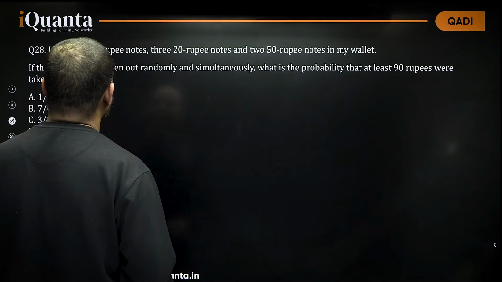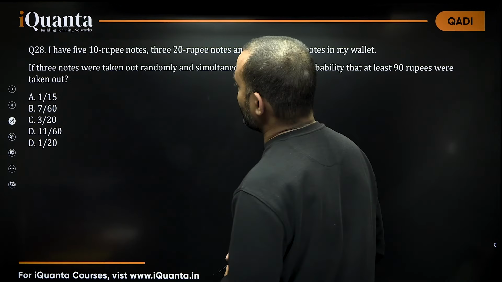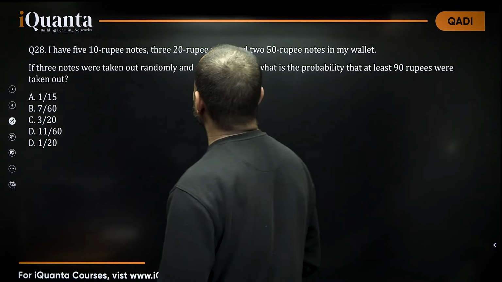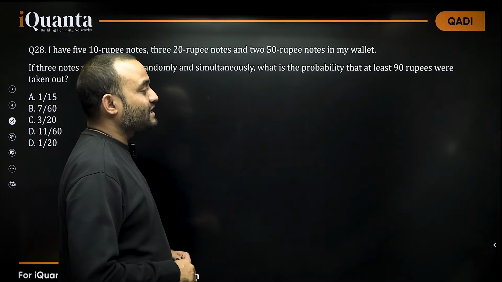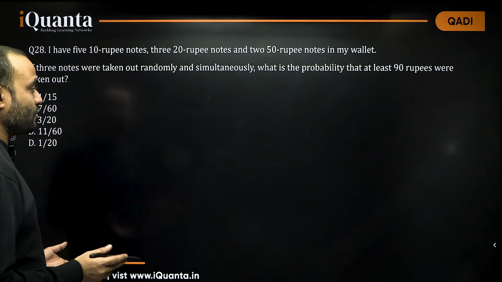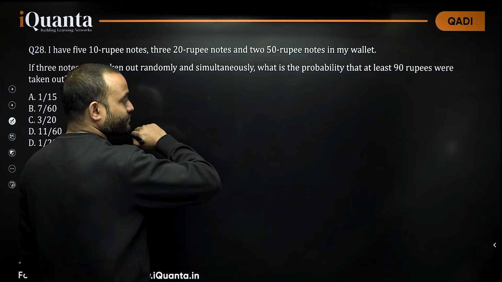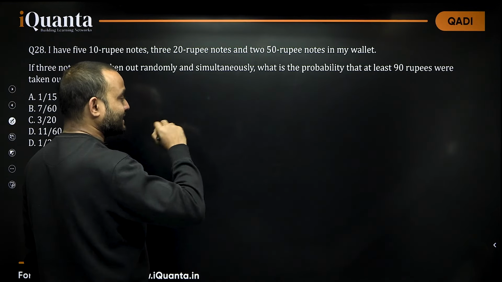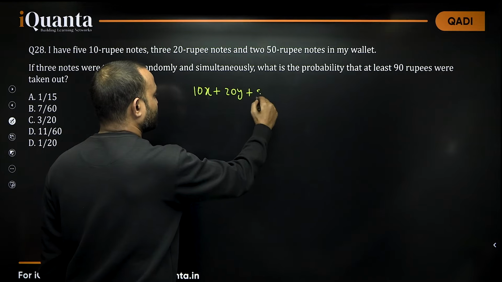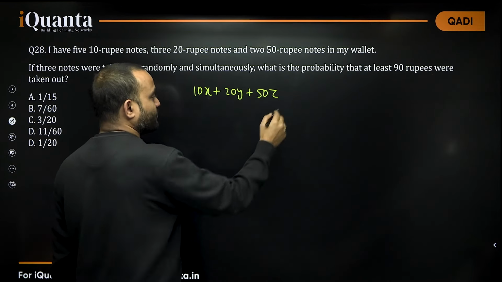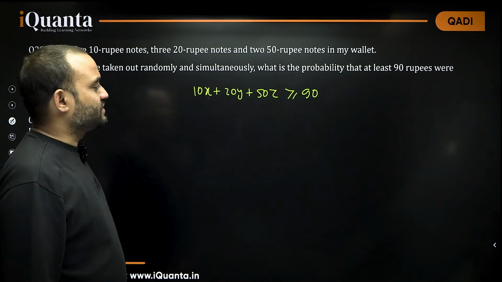I have 5 10-rupee notes, 3 20-rupee notes and 2 50-rupee notes in my wallet. If 3 notes were taken out randomly and simultaneously, what is the probability that at least 90 rupees were taken out? At least 90 rupees, 3 notes. So what we can do? Sum of 3 notes in case of 10x plus 20y plus 50z should be greater than or equal to 90, correct? What are the possibilities?